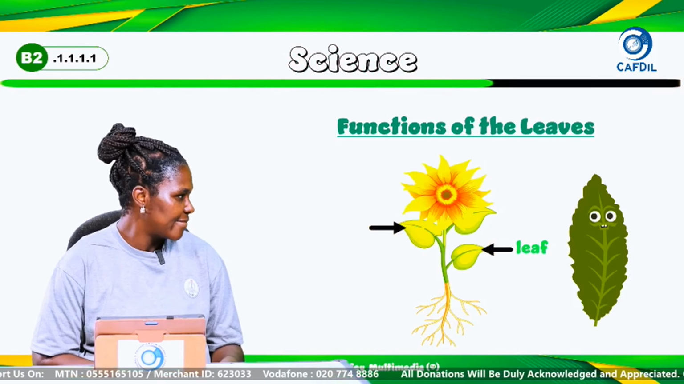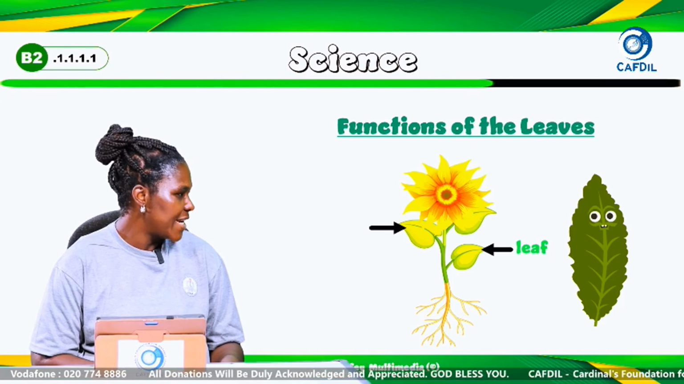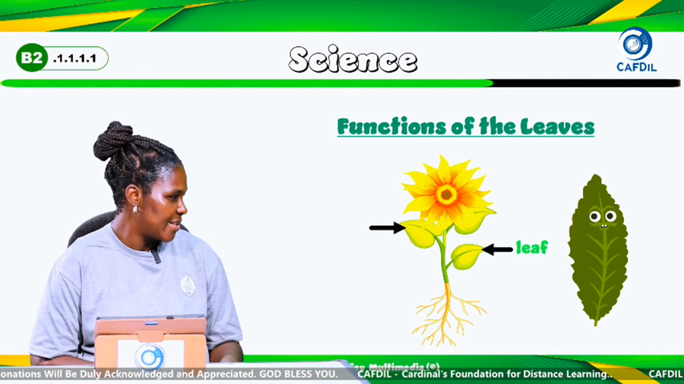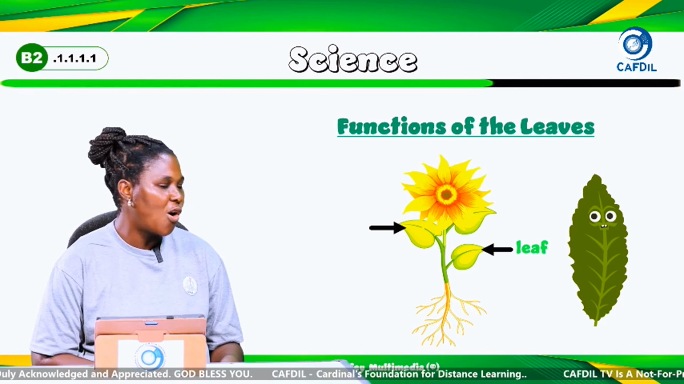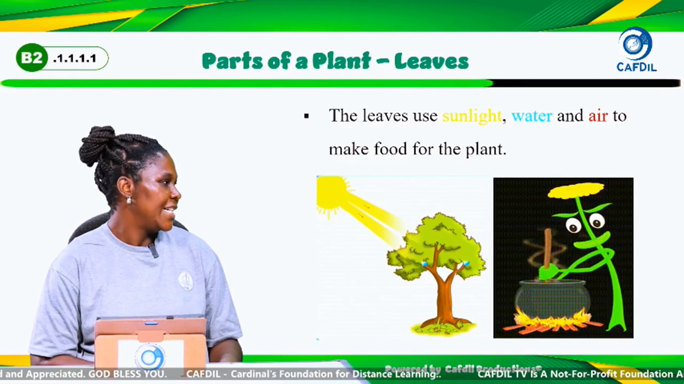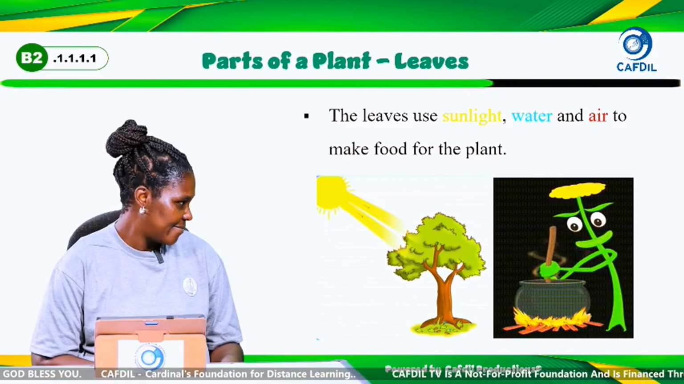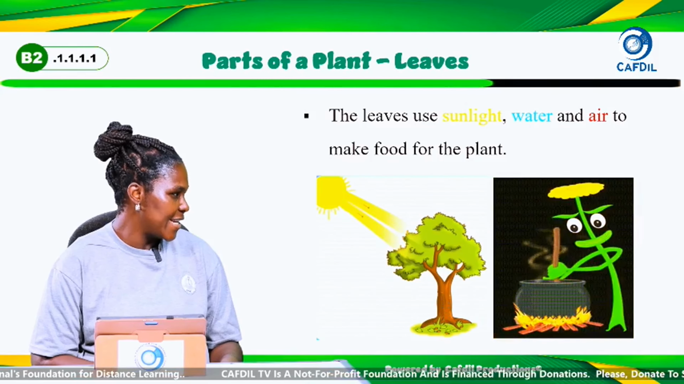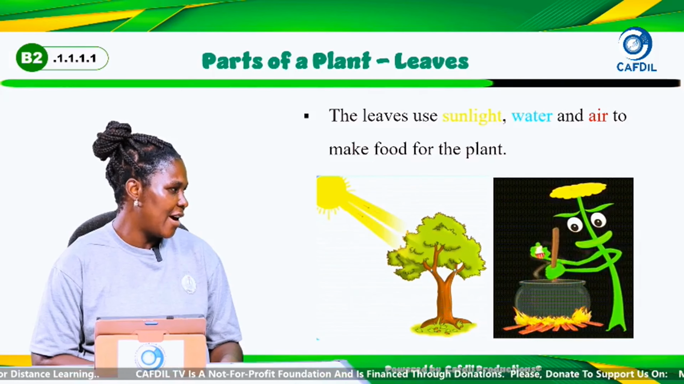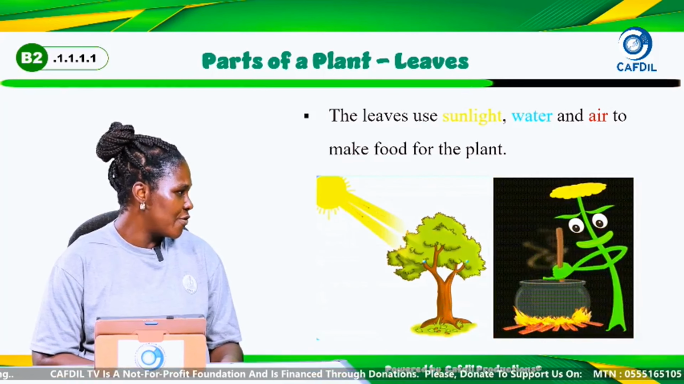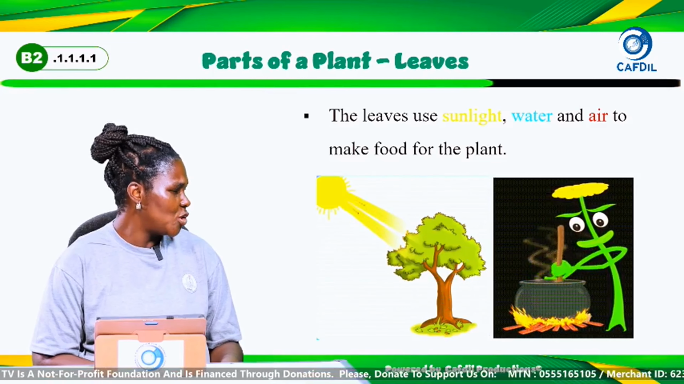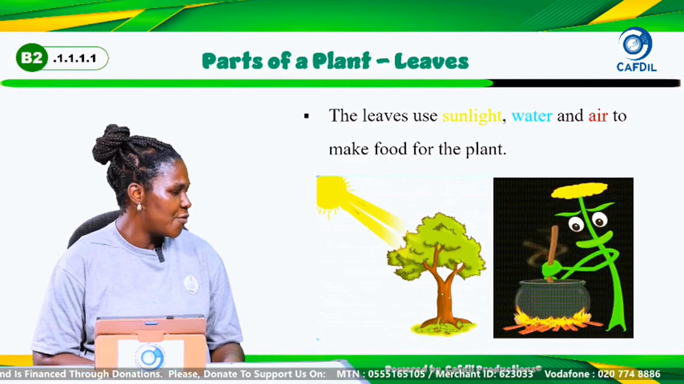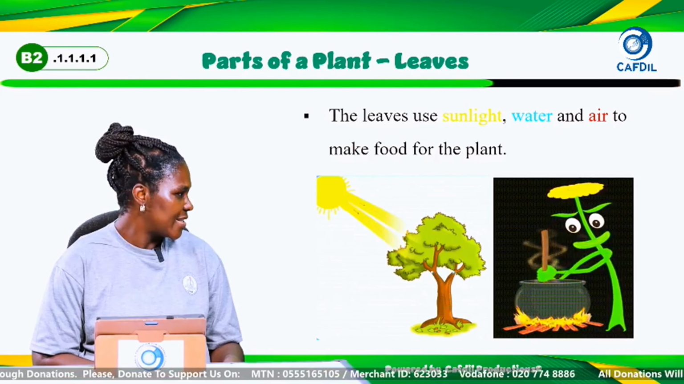Functions of the leaves. Now this is the leaf. One is leaf, and when there are two or more, we say leaves. So, functions of the leaves. The leaves use sunlight, as we can see on our screen, water in the soil, and air in our environment to make food for the plants. The leaves use sunlight, water, and air to make food for the plants, as we can see.